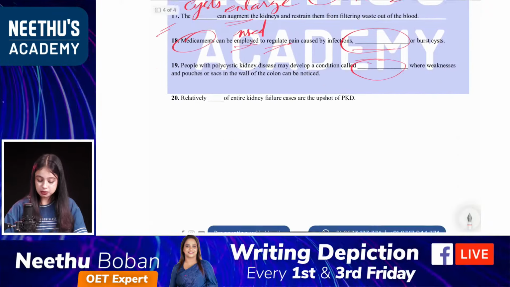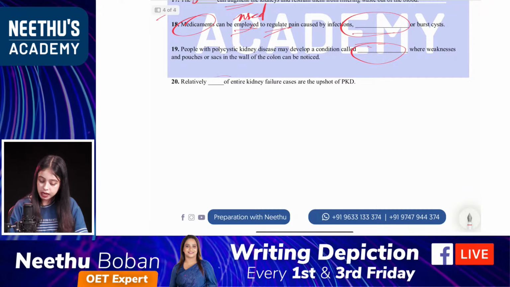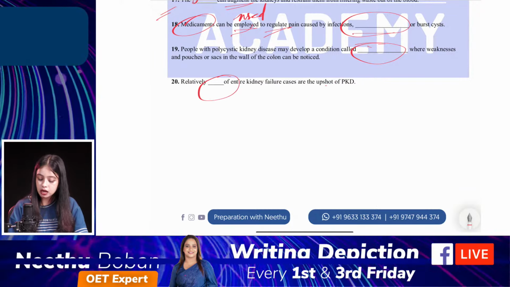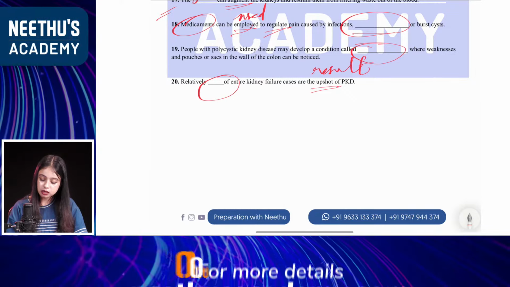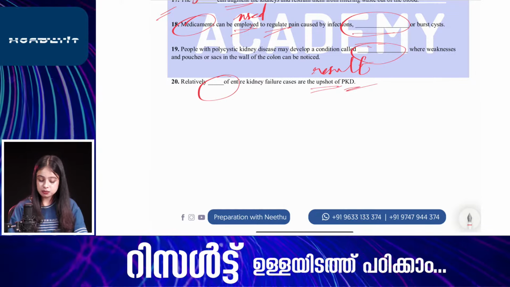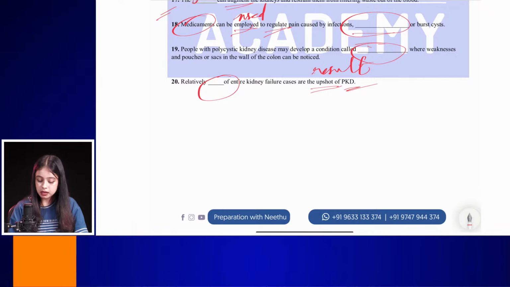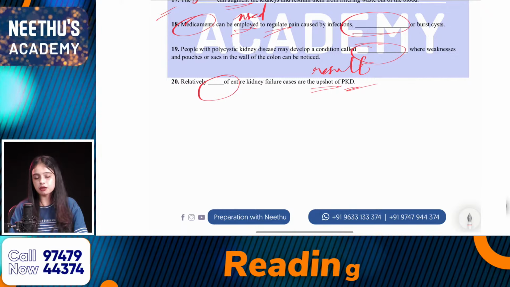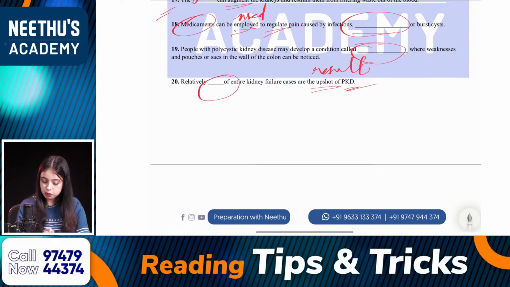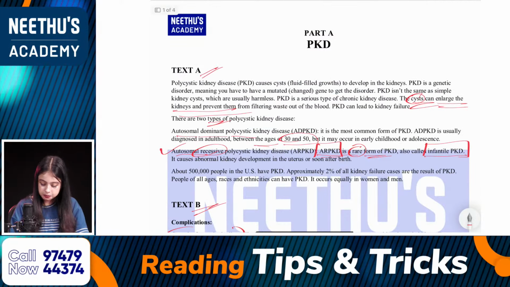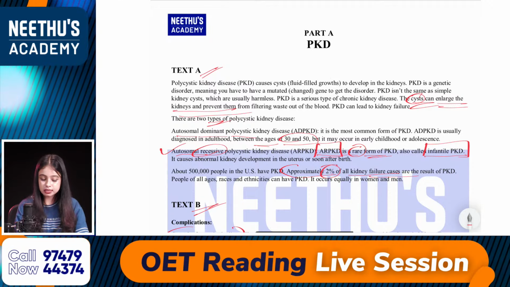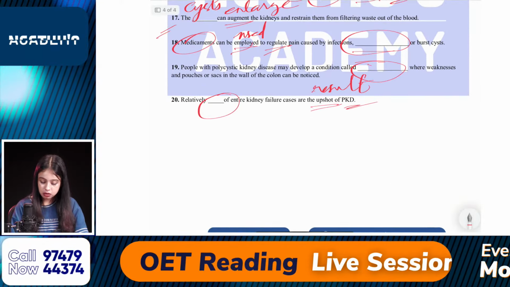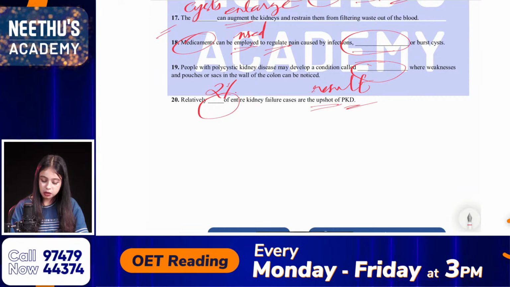And the last question, 20: relatively dash of entire kidney failure cases are the upshot, the result, of PKD. Relatively means approximately, so it may be a percentage or a proportion. Here, approximately 2% of all kidney failures. The answer is 2%. So that is all about that.